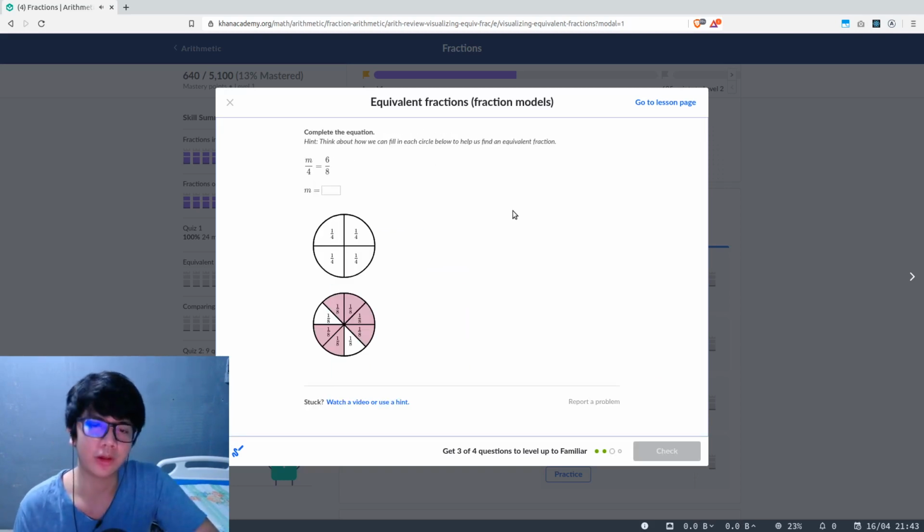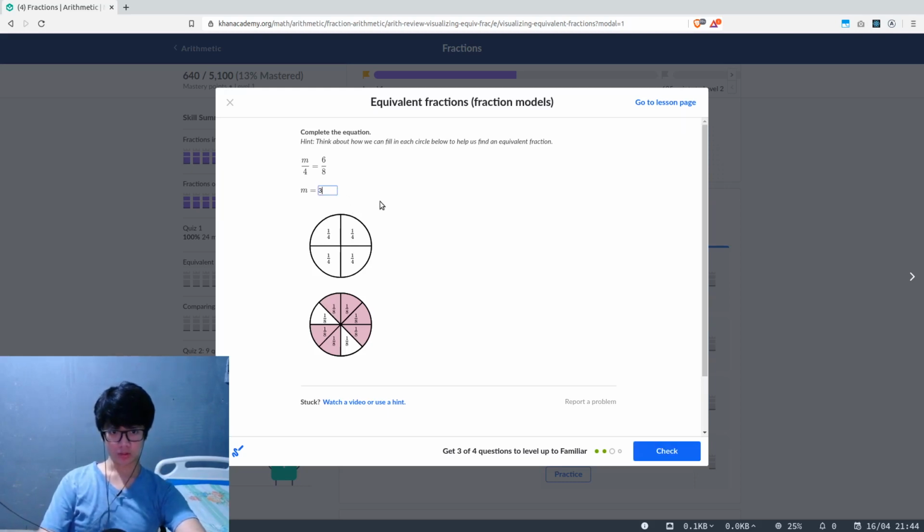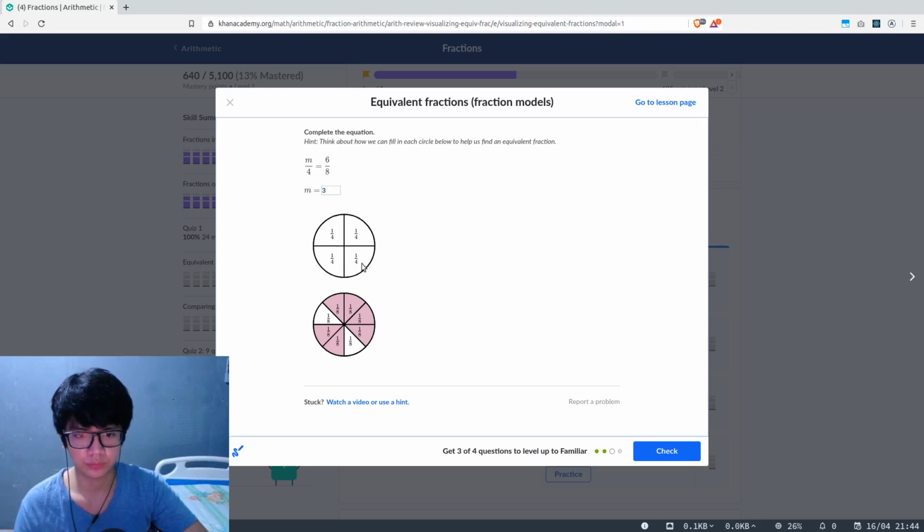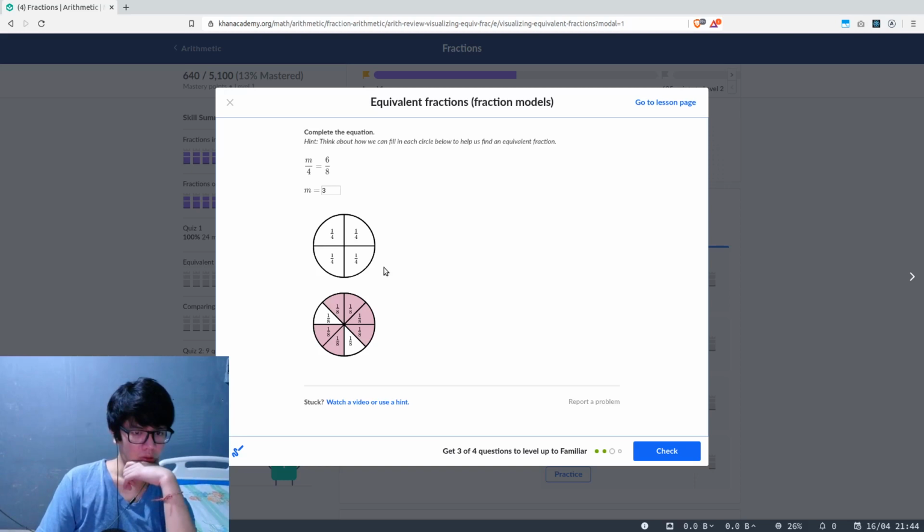Think about how we can fill each circle below to help us find an equivalent fraction. Oh wow, okay. 4 8ths, so that should be 4ths.